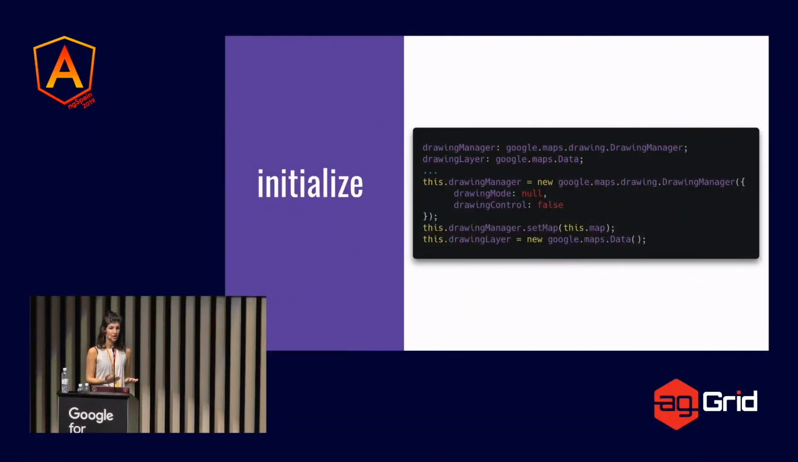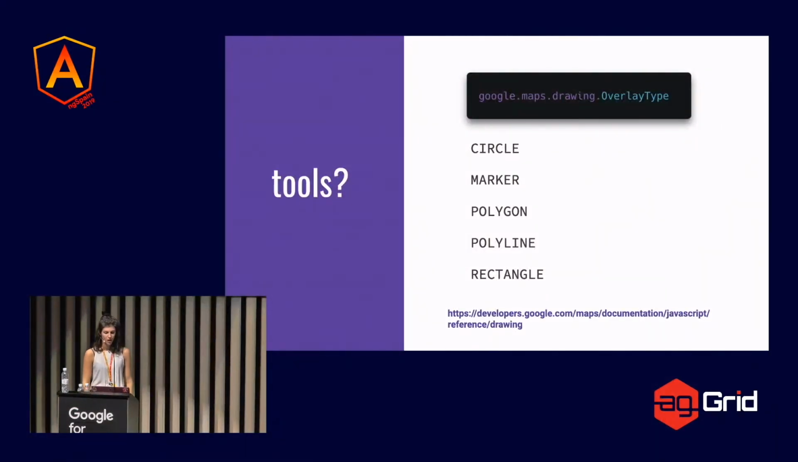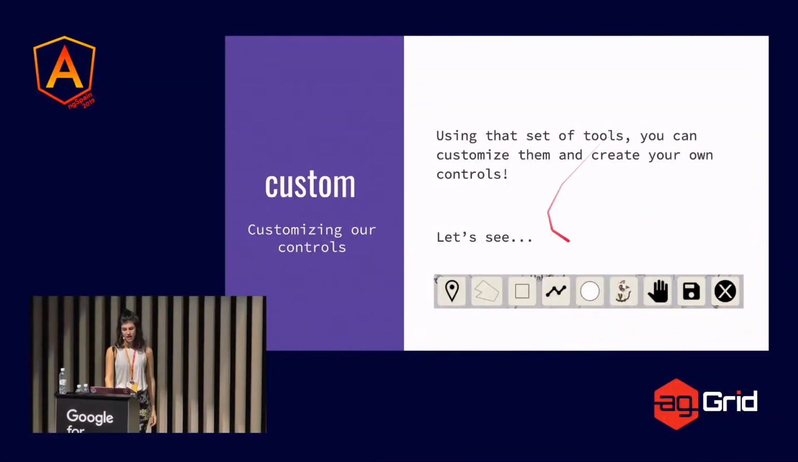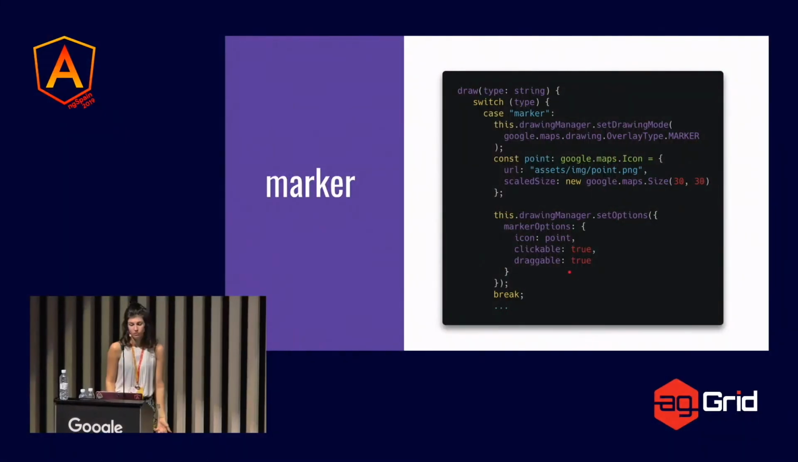I create a new layer, and I add all my drawings on that layer. So what tools do I get? I get a circle, a marker, a polygon, a polyline, and a rectangle, which are all here in this class, the overlay type. So using that set of tools, you can customize them and create your own controls, as I have here. So for a marker, you just set drawing mode to marker.